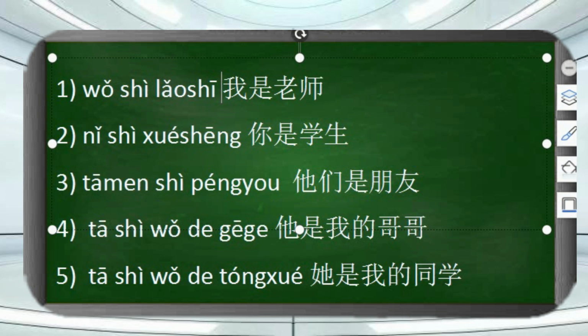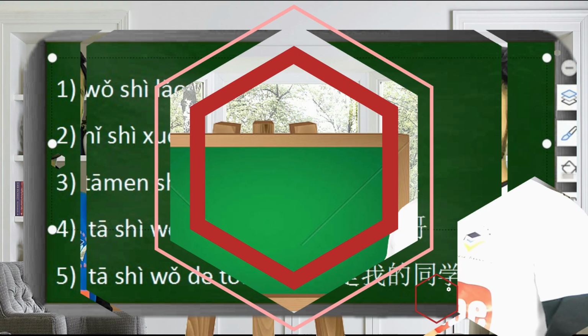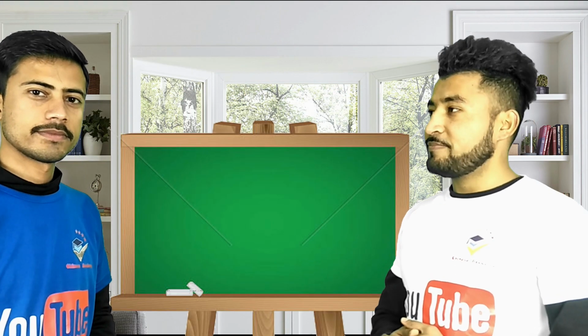Okay, let's revise it. 我是老师, I am teacher. 你是学生, you are student. 他们是朋友, they are friends. 他是我的哥哥, he is my elder brother. And the last one is 她是我的同学, she is my classmate.